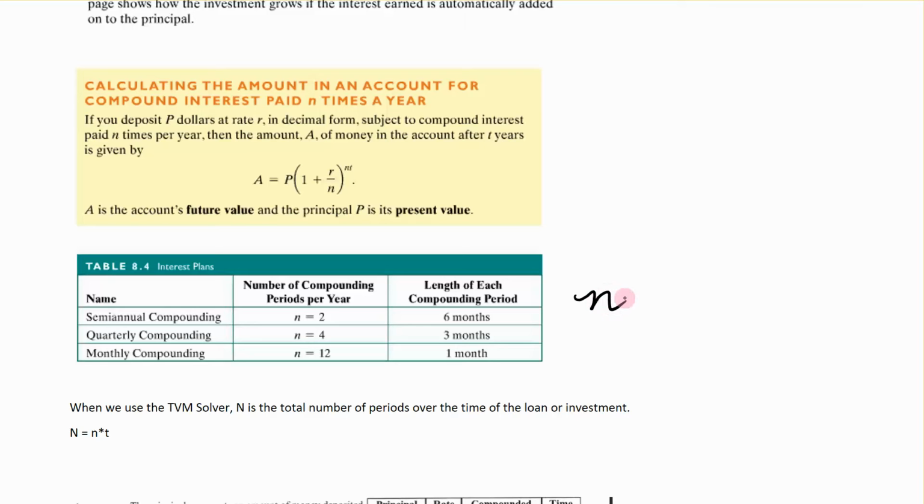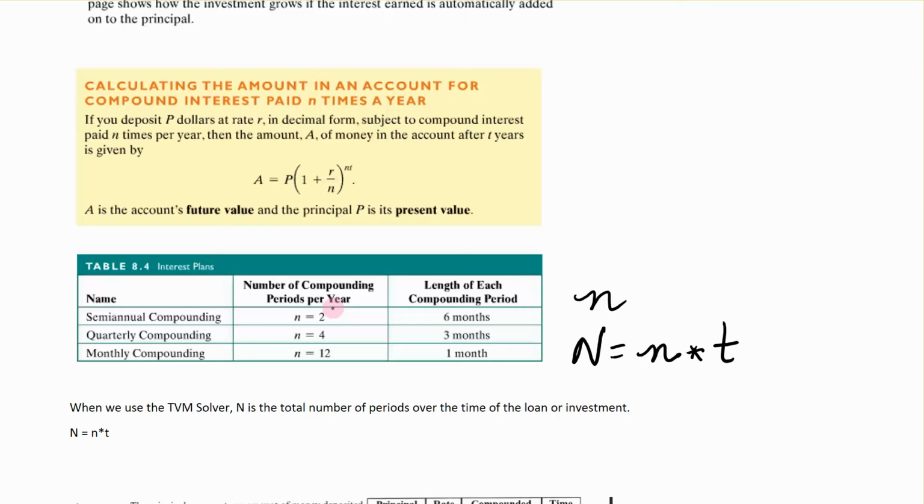We will be using our graphing calculators, and they have a slightly different way of doing things, and we will use something called a TVM solver. This is the time value money solver. Capital N is the total number of periods over the time of the loan or the investment. So capital N is little n times T. So if it was compounded semi-annually for 5 years, our capital N would be 10. I'll talk more about that as we do our problems.